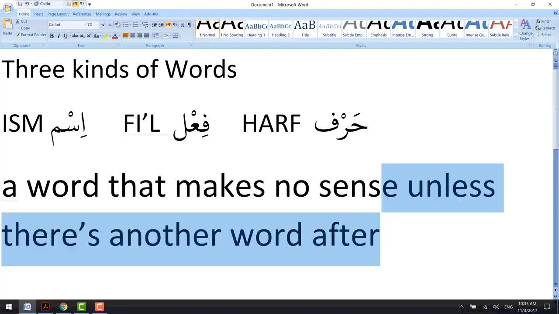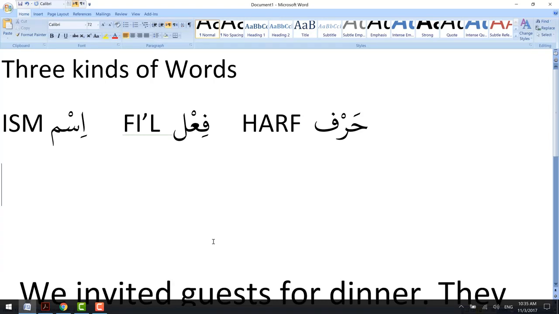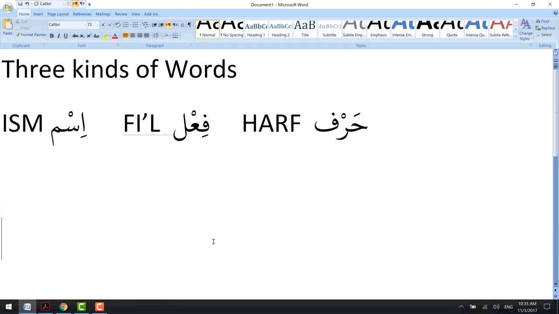Now I want to go over those definitions, but off the top of our heads, without looking at our notes, without looking at what you wrote down. An ism, I'll go through it with you, see if you can synchronize your answer with mine. An ism is a person, place, thing, idea, adjective, adverb, or more. A fi'l is a word stuck in the past, or present, or future. A harf is a word that makes no sense unless followed by another word. The examples I gave you were to, or in, or at. The English language calls them prepositions. We're not going to use that word. We're going to use harf because it's more than just prepositions, okay?